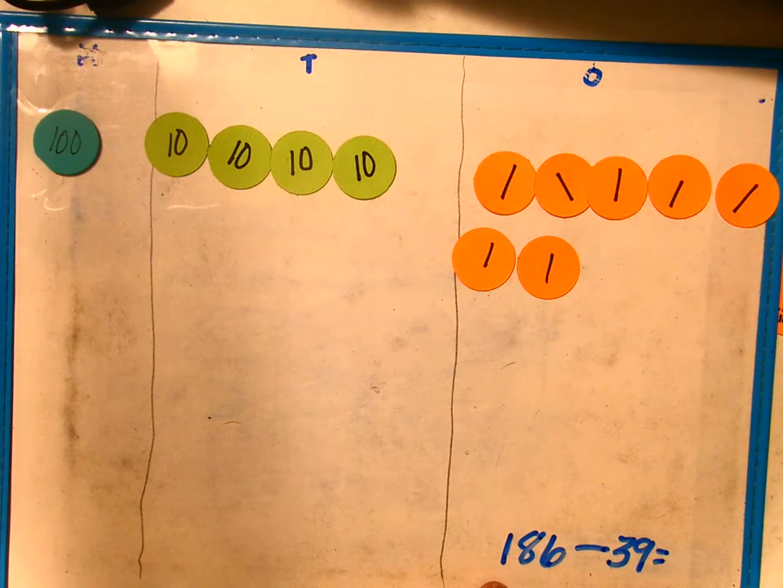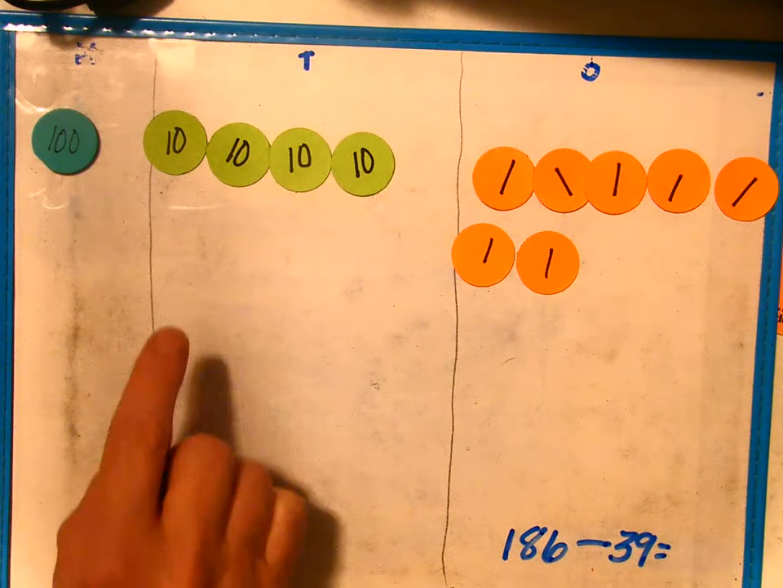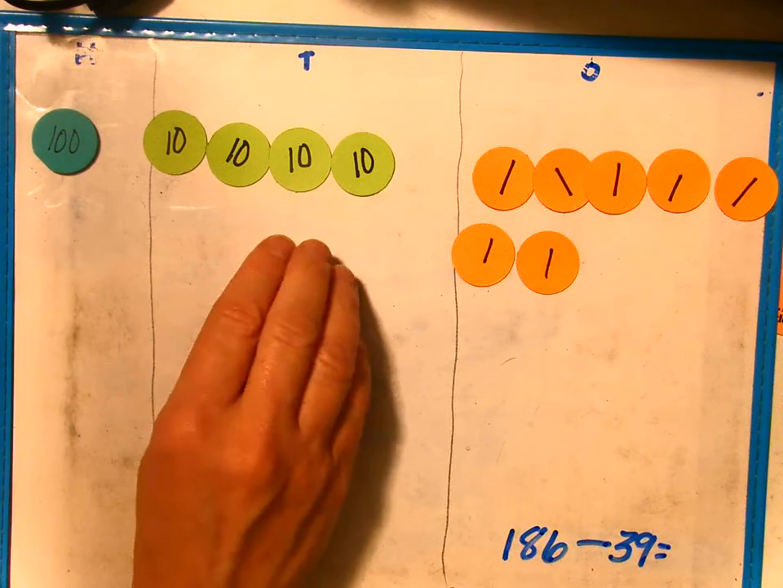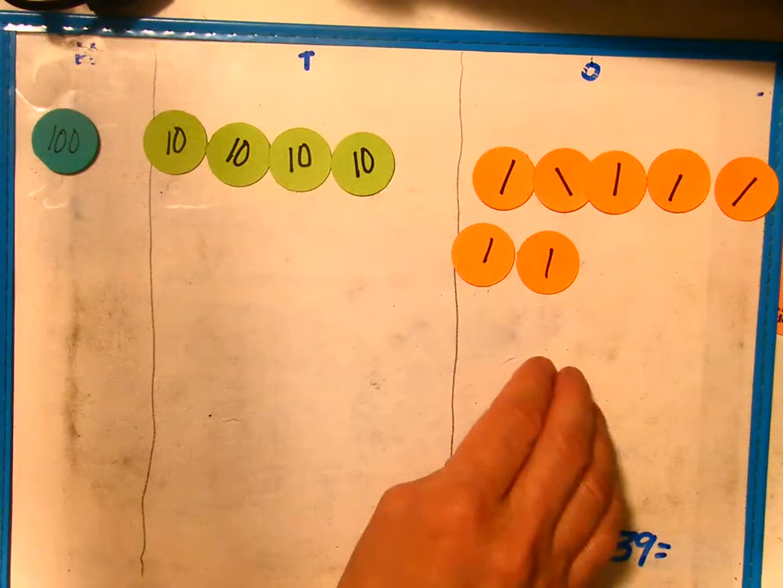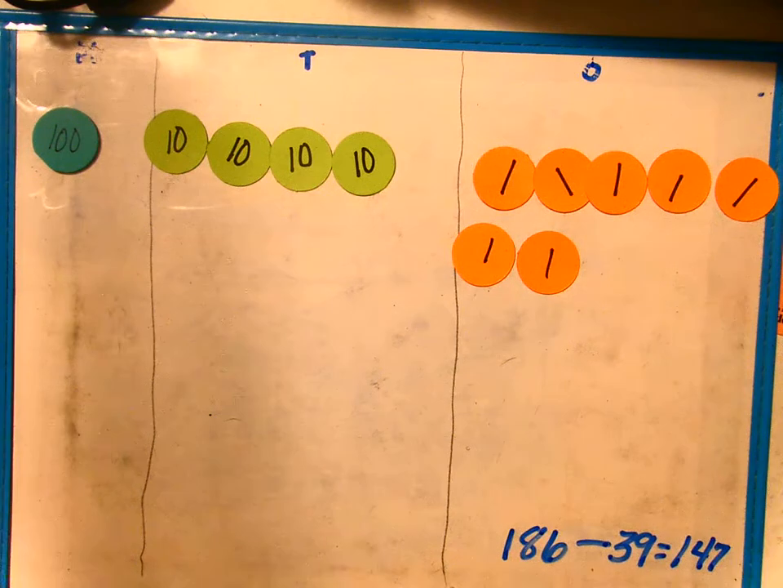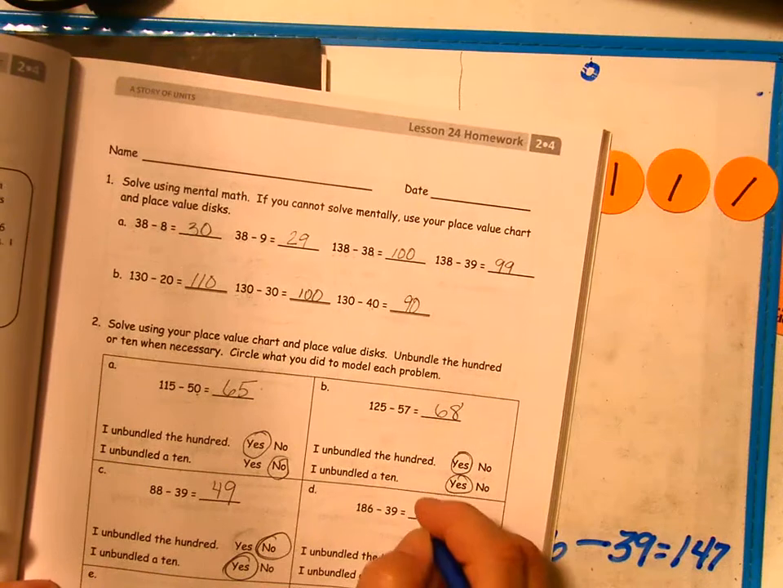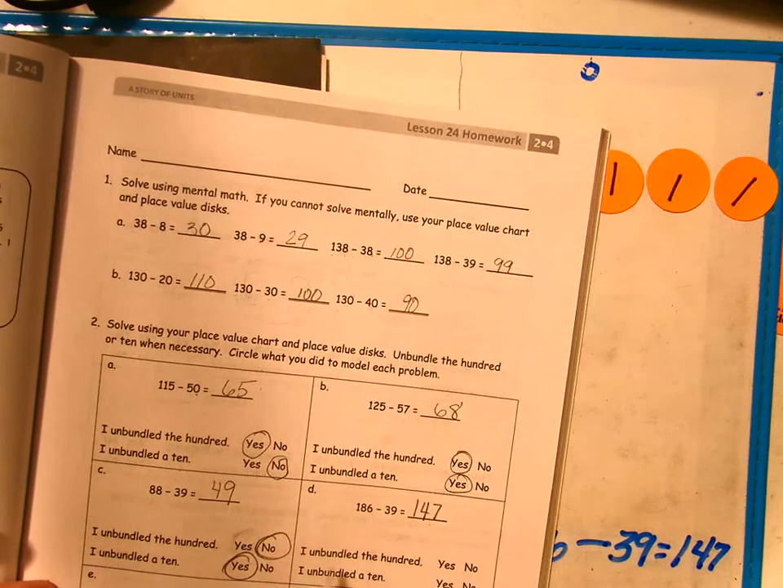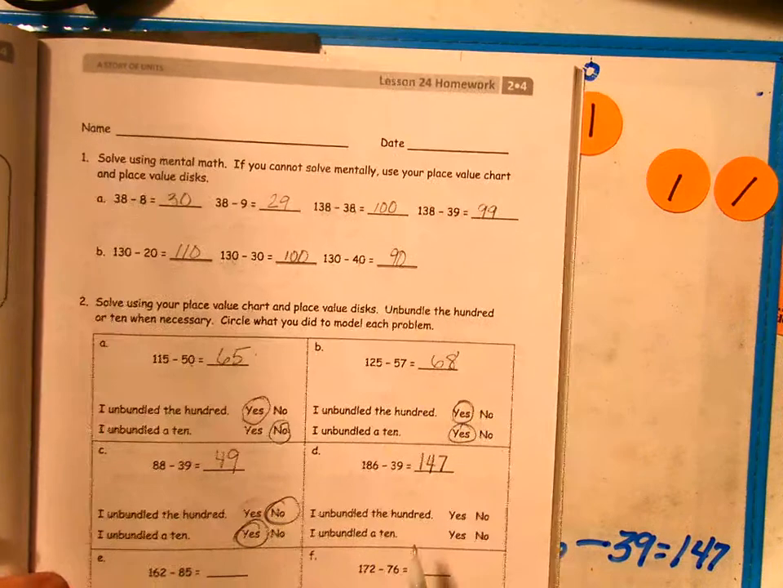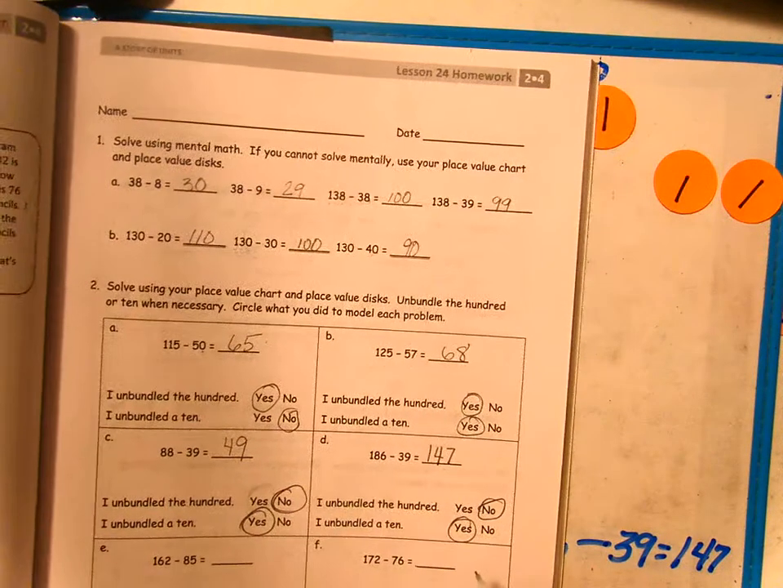Did I need to unbundle? I did not. So we still have 100. 186 minus 39 leaves us with 100, 4 10s, 7 ones. 147. Did we unbundle that 100? No, because we still have it up there. Did we unbundle a 10? Yes. We had to unbundle a 10.